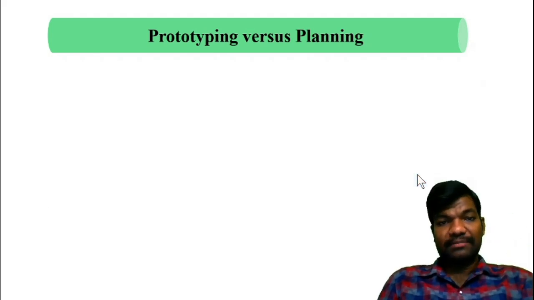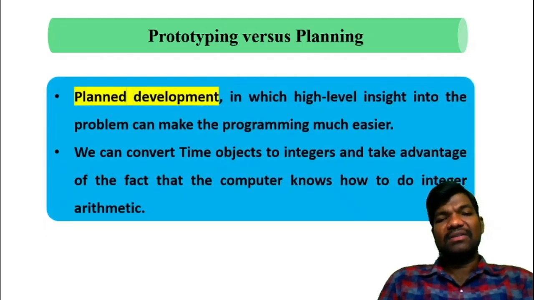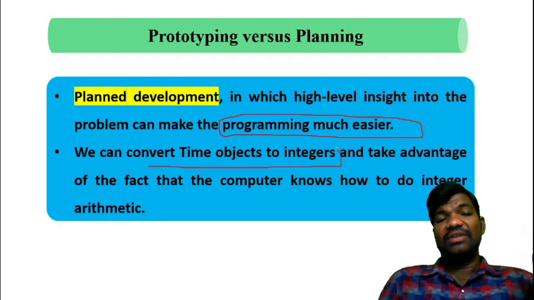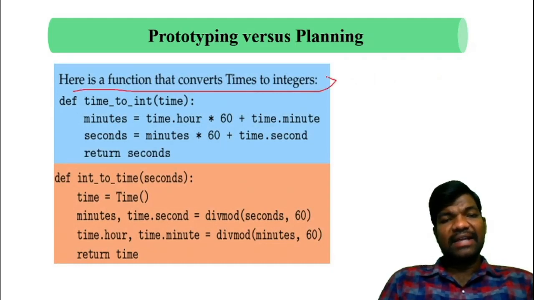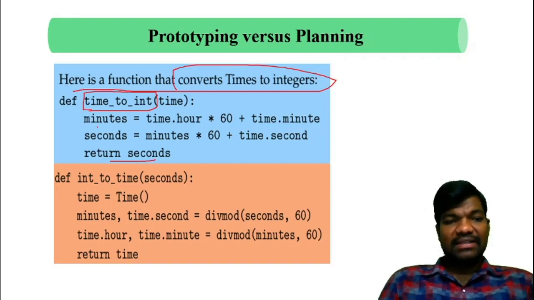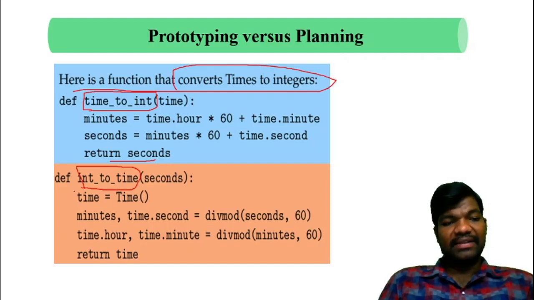That is called prototype. So coming to planned development, here you need to find all the errors in the design stage only. Here we are converting the time objects into integers, and we are taking advantage of that. Let's check one example here. Here I am taking one function which converts time into integers. So time into integers is one function. It will return seconds. After that, integers to time will be written in another function.